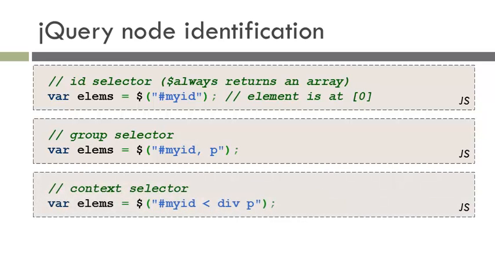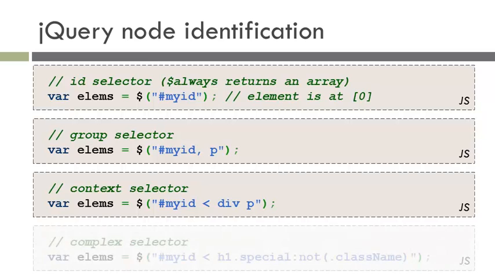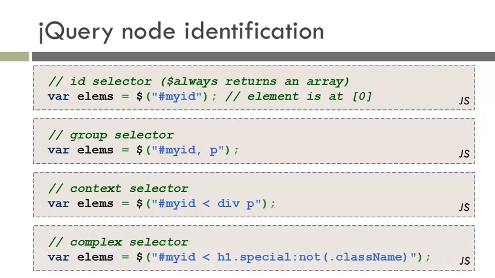We can also do the same thing with the context selector. In this case, we are looking for the ID, and within the ID, we are looking for the first div, and within that div, we are getting all of the paragraph elements. And here is an example of a more complex selector.